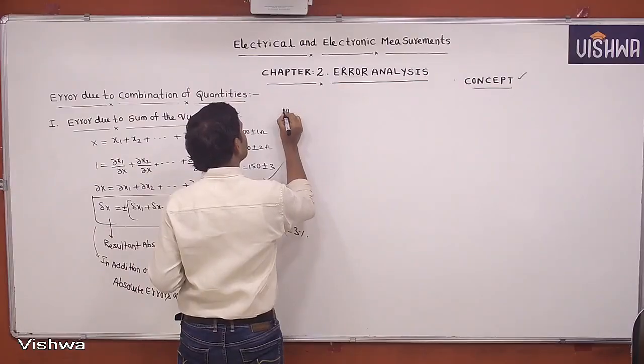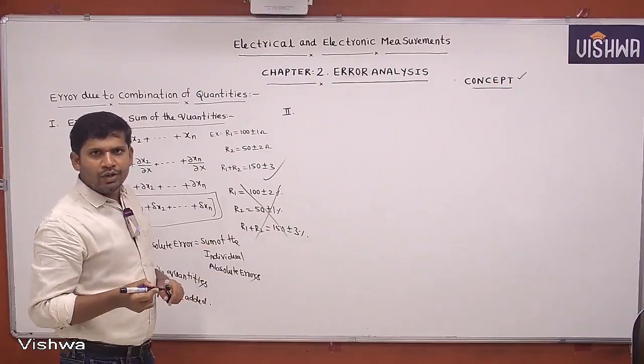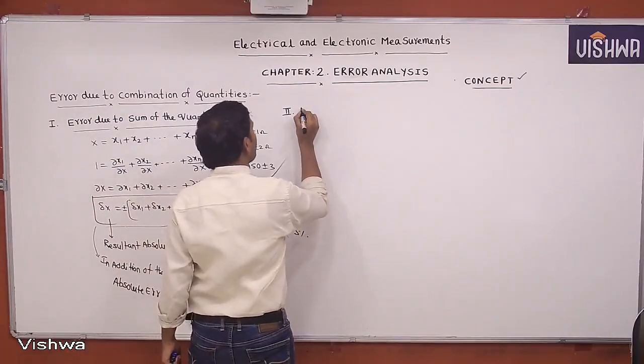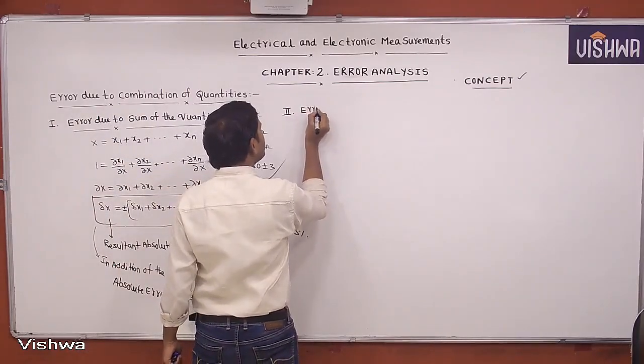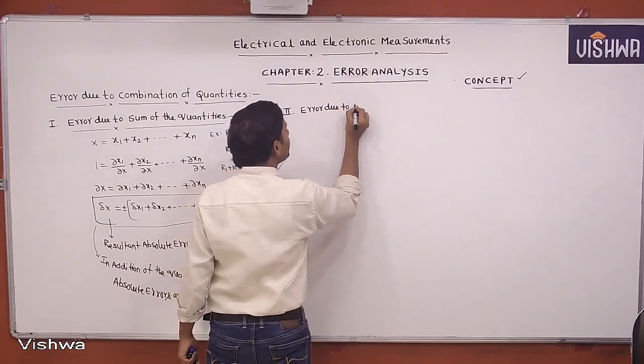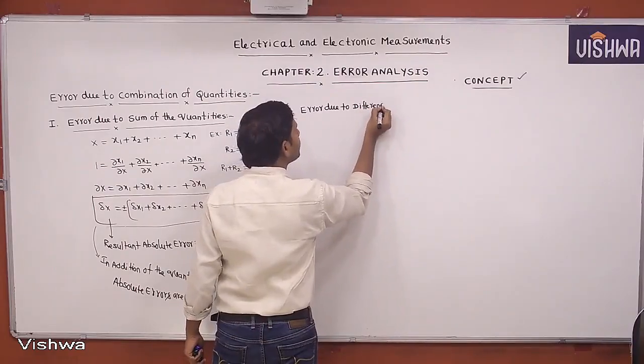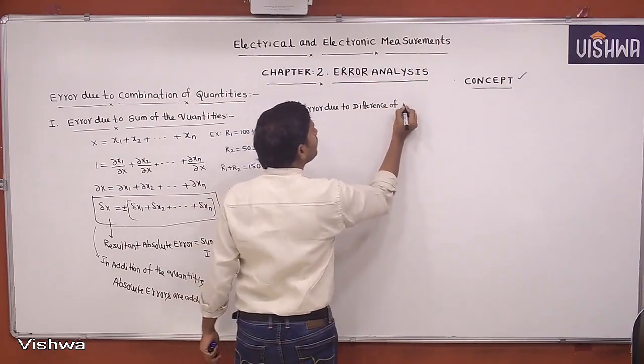Second observation: error due to difference of quantities. How to do the error analysis in difference of quantities.